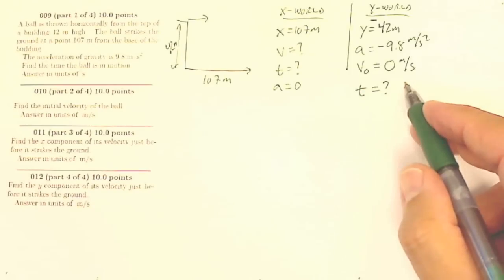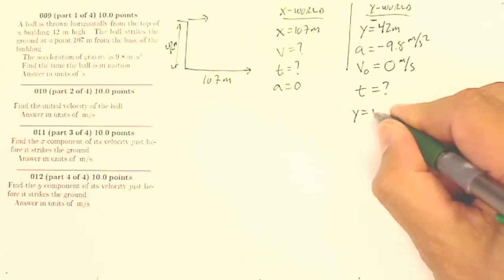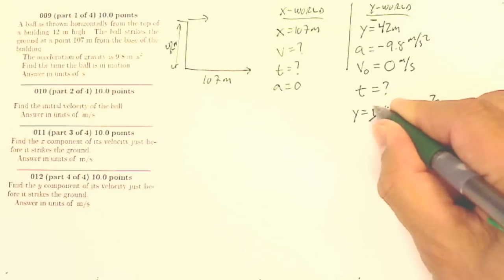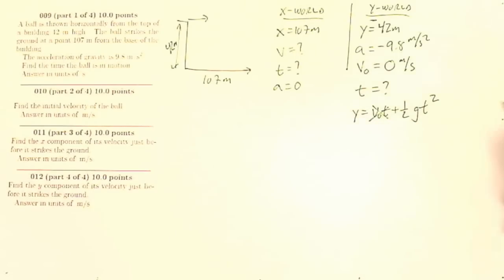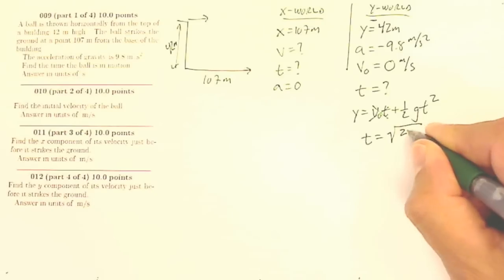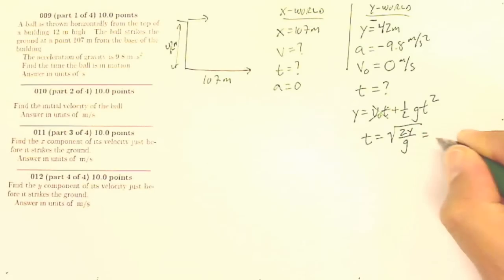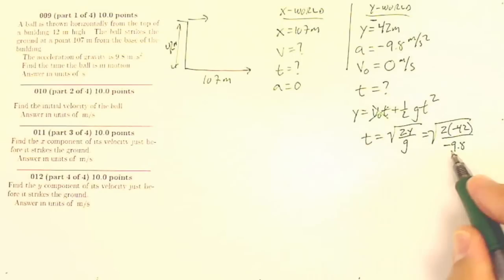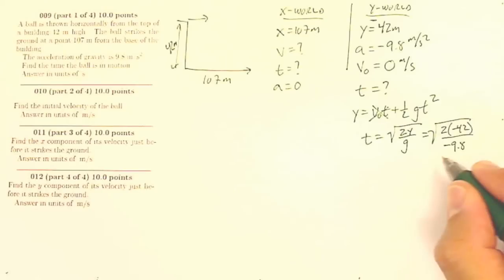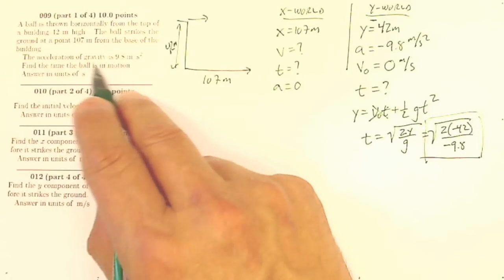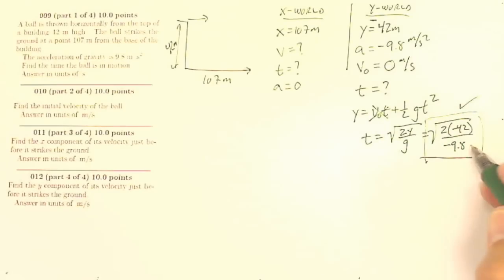Now, I should know by now that I can take my equation y equals v0t plus 1/2 gt squared. If my initial velocity is 0, I rearrange this and I get that my time is the square root of 2y over g. So in this case, it would be the square root of twice negative 42 over negative 9.8. So that will give me my time, and that's going to be an important thing to know later on. So find the time the ball is in motion. Great. That is the answer to question number 9.